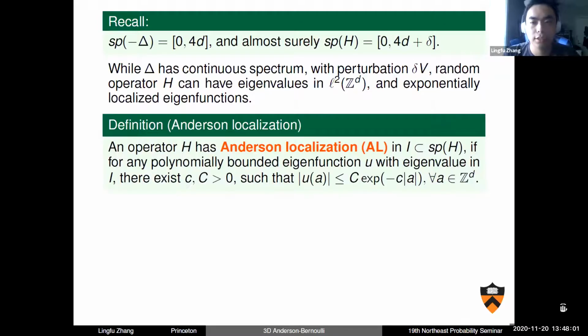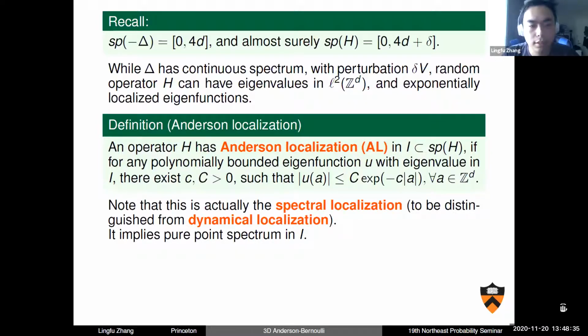In the mathematical aspect, Anderson localization is typically defined as follows, and this is the notion we use. For some interval, consider any polynomially bounded eigenfunction, meaning a generalized eigenfunction, which does not necessarily live in the L2 space. Suppose you have such an eigenfunction and the eigenvalue is in this interval, then this eigenfunction must decay exponentially. This is called Anderson localization happening in this interval.